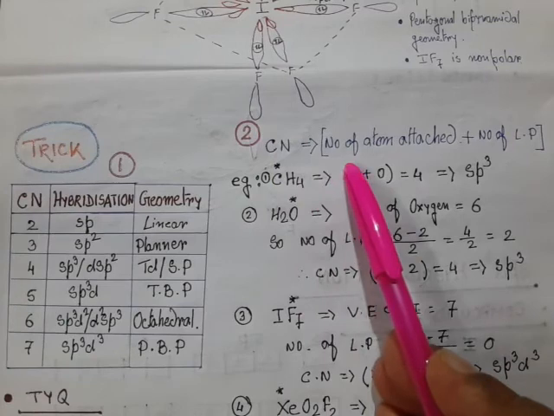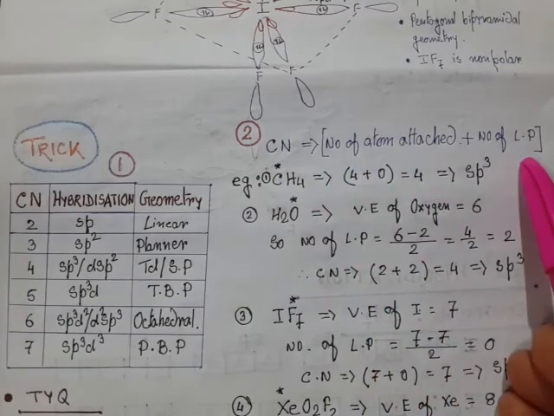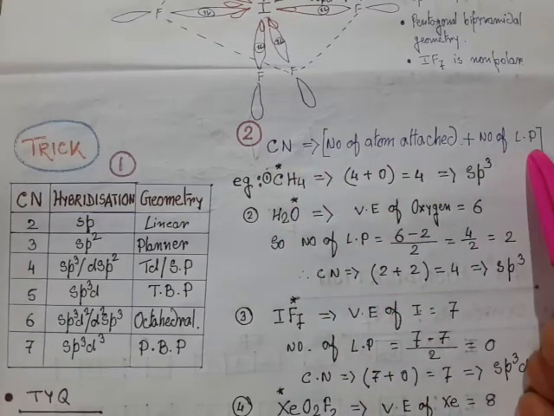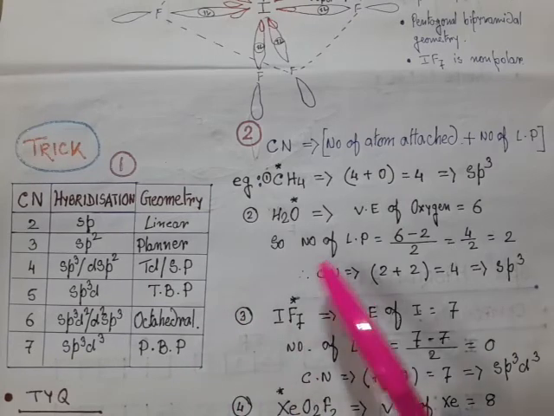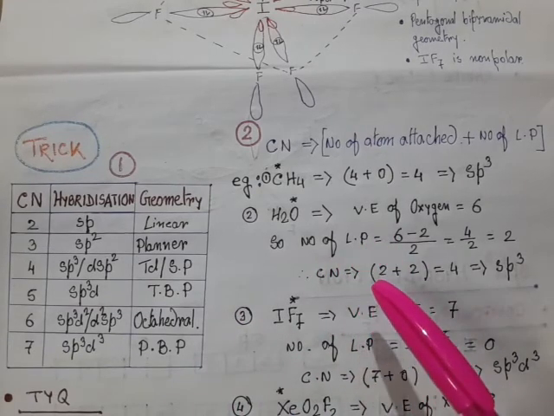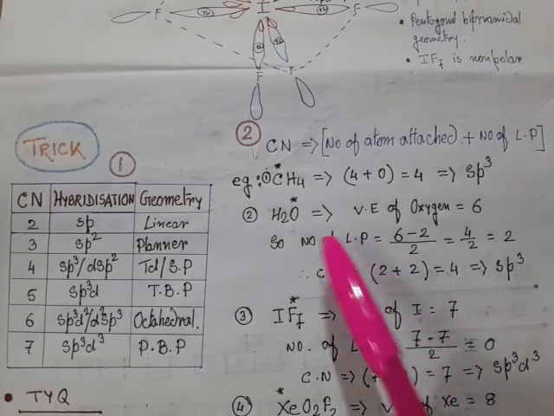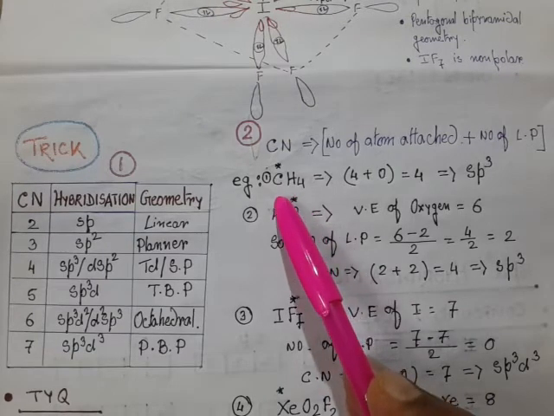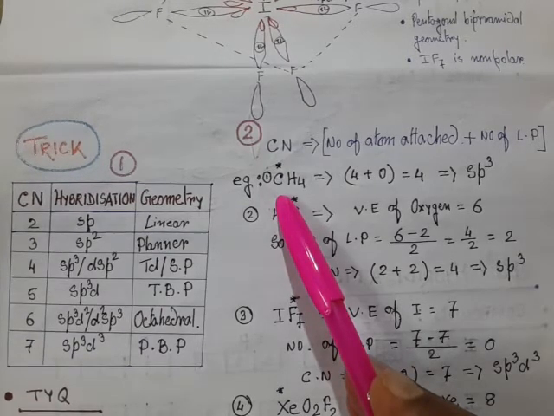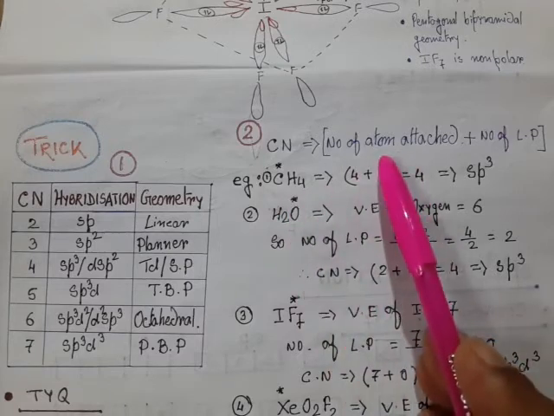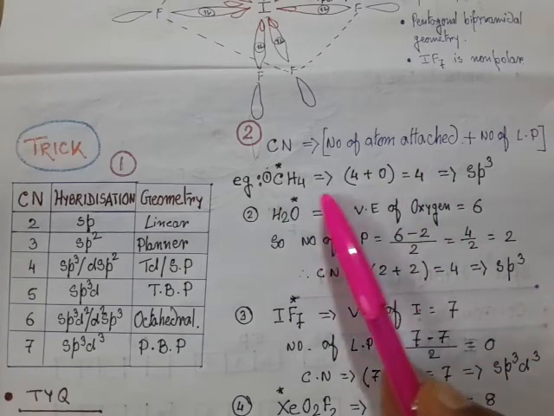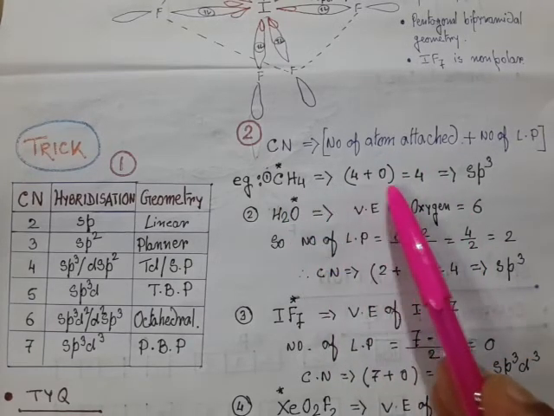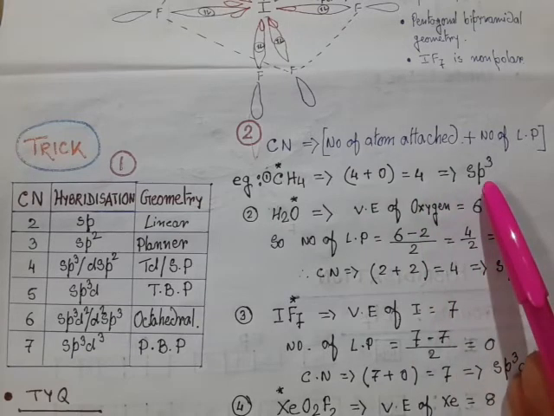Coordination number is equal to number of atoms attached plus number of lone pairs. This will be the simple formula. Let us see some examples to apply this formula. CH4, the central atom is carbon, so we have to calculate the hybridization of carbon. Number of atoms attached is 4, and there is no lone pair of electrons, it's 0. So Cn is 4, hybridization is sp3.